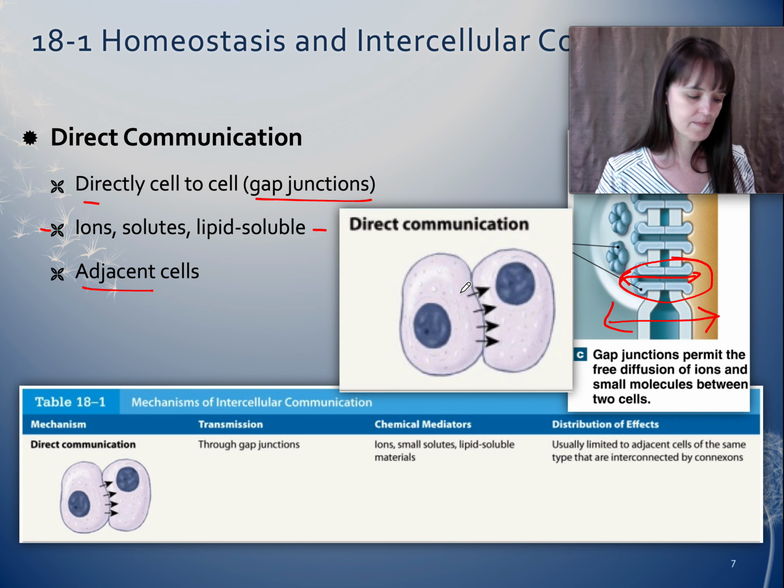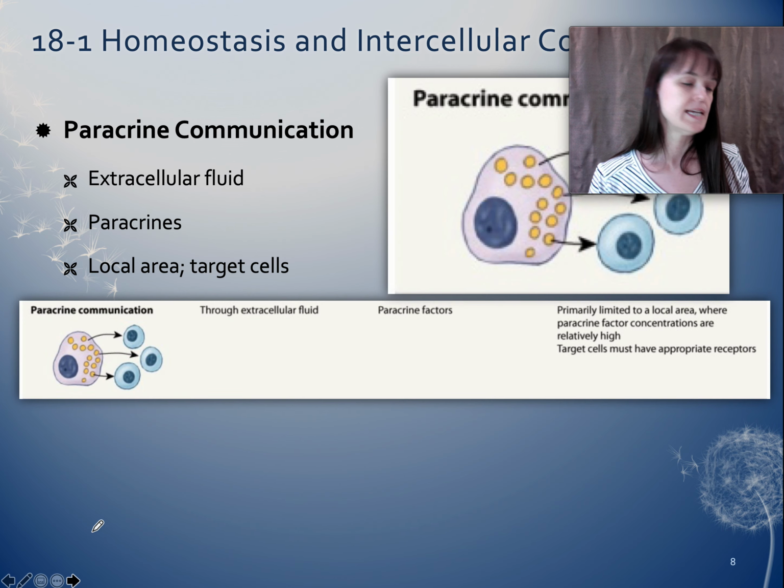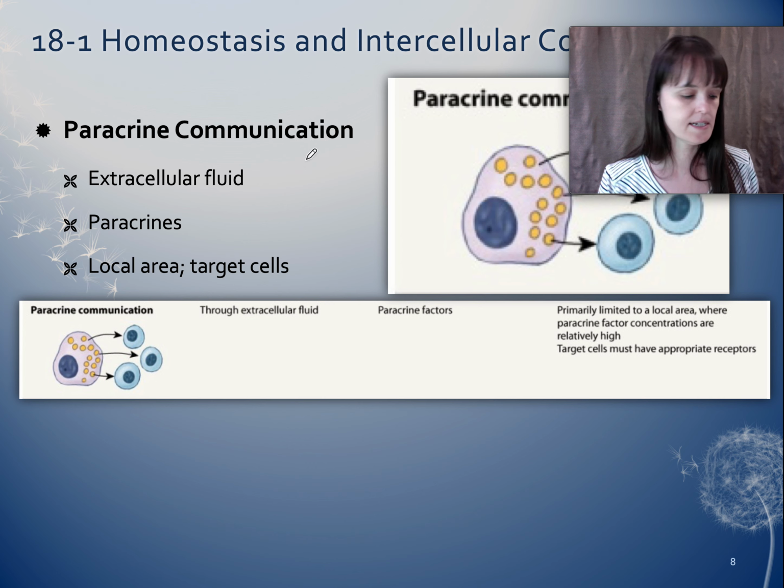And they do have to be similar cells. And here's all of that in the chart. Okay, arrow button. All right, next are the paracrine communications. They go through the extracellular fluid.